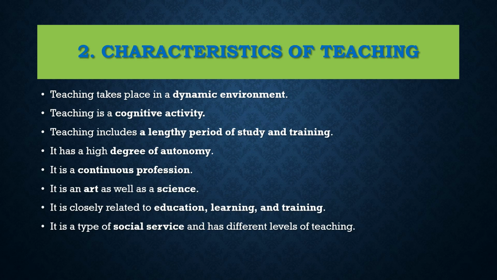The next one is characteristics of teaching. So what are the main characteristics involved in teaching? Teaching takes place in a dynamic environment. Dynamic environment in the sense the creative environment. So whatever the learner learns from the teacher, he is going to be checked in an experimental way. So that is a dynamic environment.